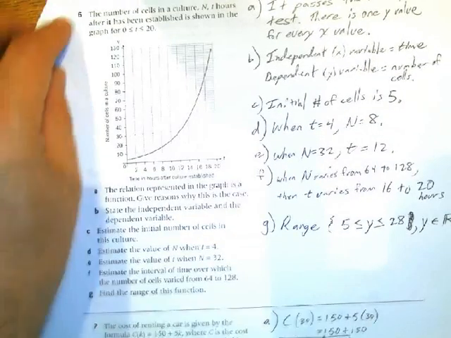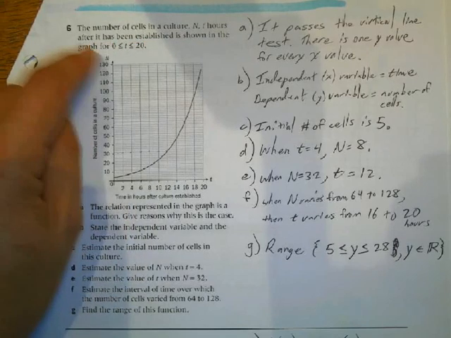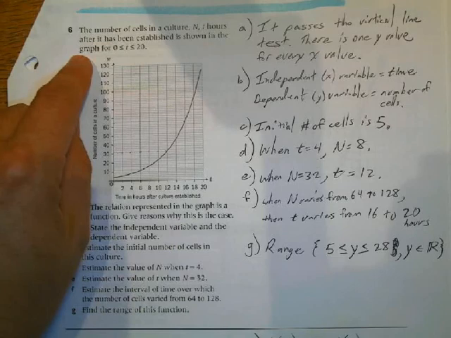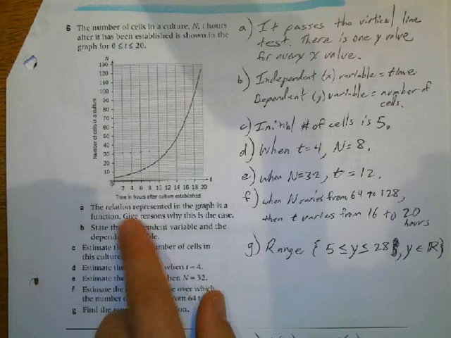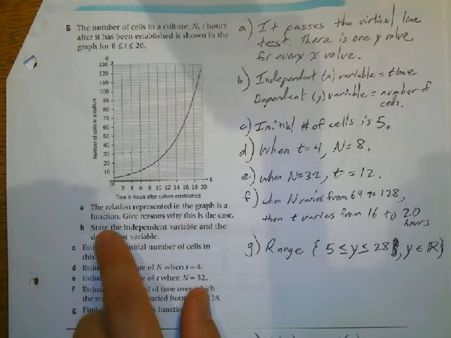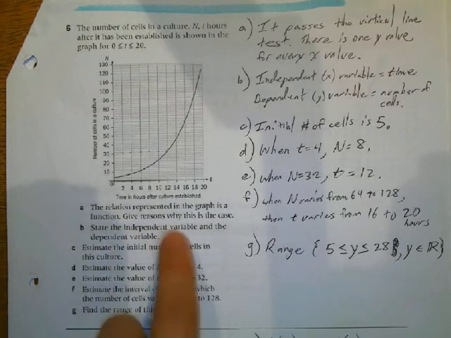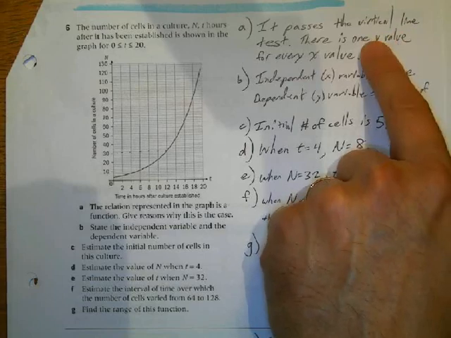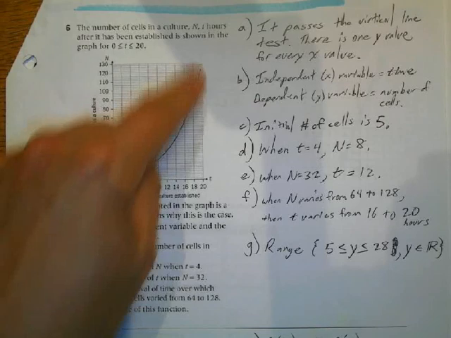Okay, almost done here. So here's a graph of cell cultures, n, a number of cells, versus t hours. The relationship represents the graph of a function. Give the reasons why this is the case. So this here is a function because it passes the vertical line test, and you could also say there's only one y value for every x value.